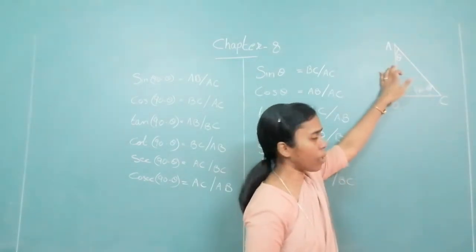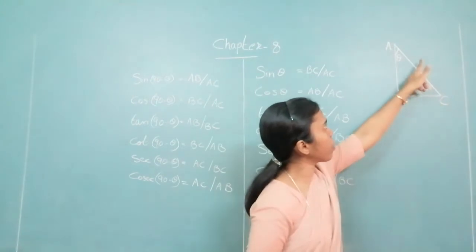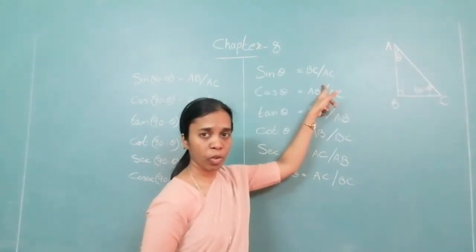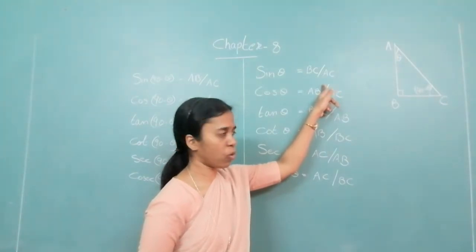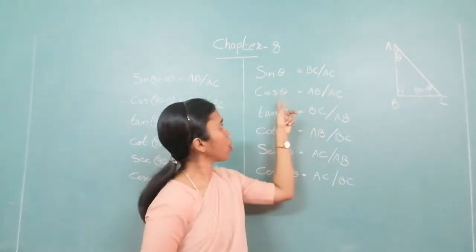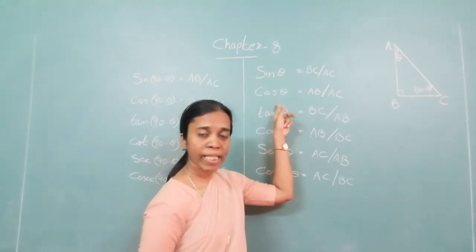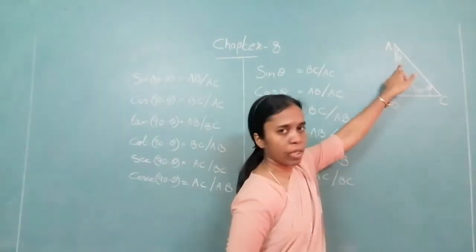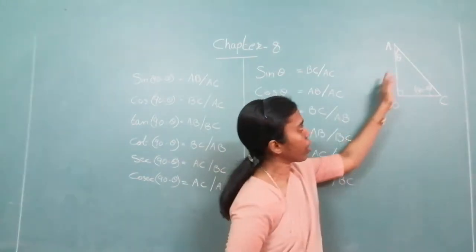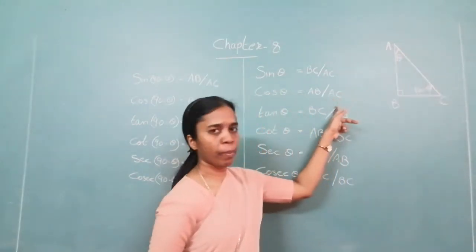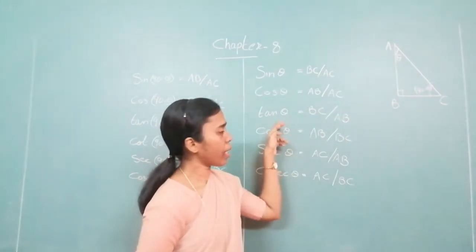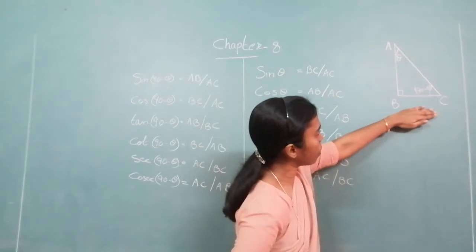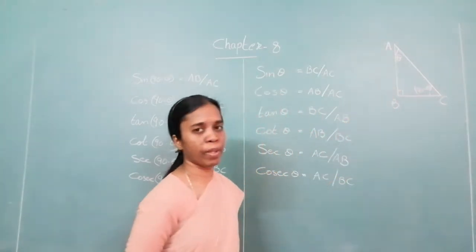Sine theta is opposite upon hypotenuse, that is BC upon AC. I haven't written the formula: opposite upon hypotenuse, please write it. BC upon AC. Cos theta is adjacent upon hypotenuse. Adjacent AB, hypotenuse AC. So AB upon AC. Tan is opposite upon adjacent. Opposite BC upon adjacent AB.